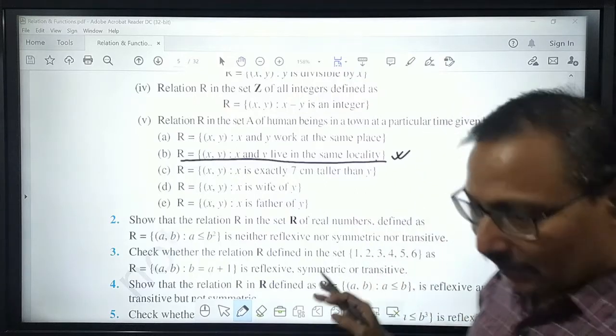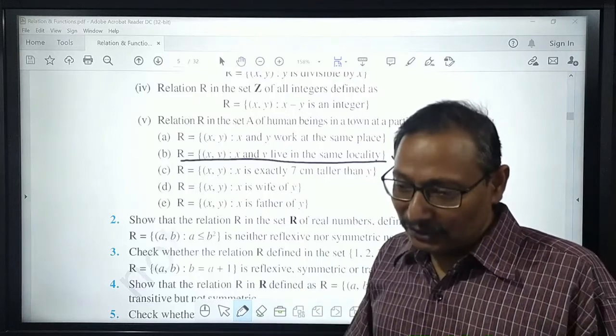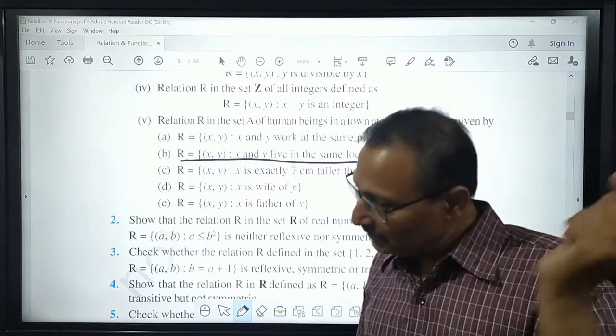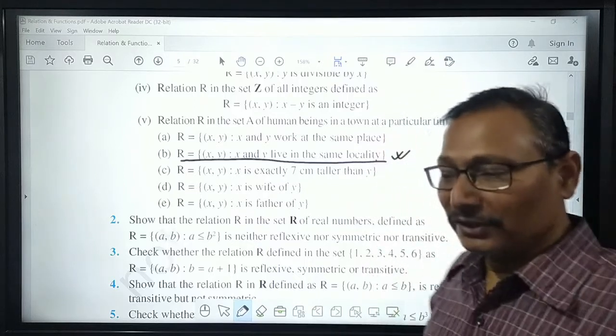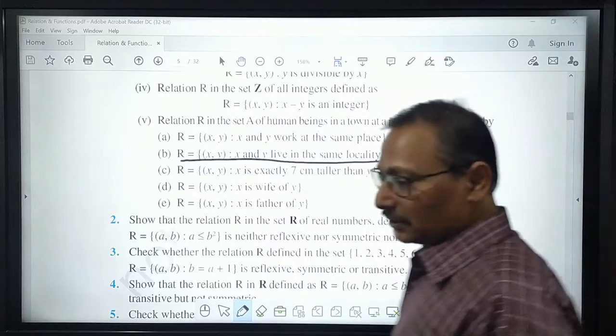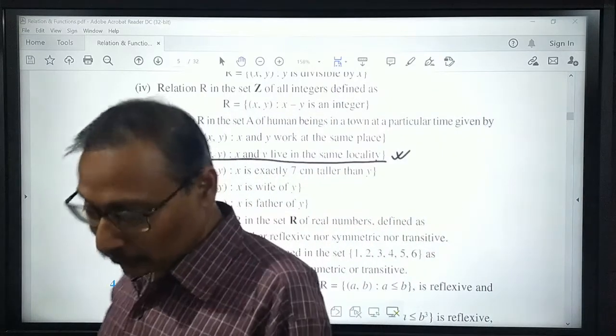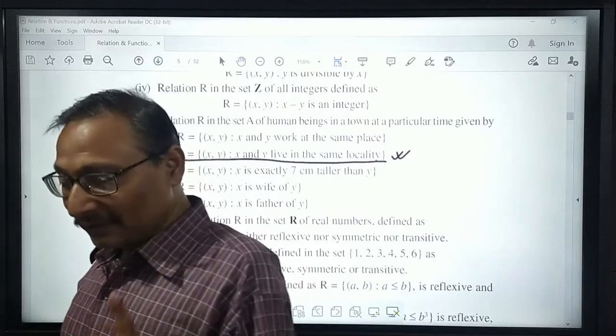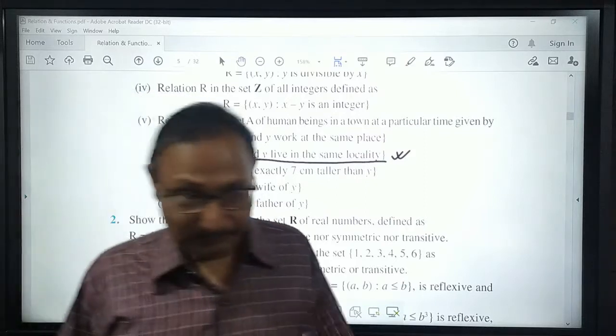And in the end, we will conclude that if any relation is reflexive, symmetric, and transitive, then we will write in the end that this relation is an equivalence relation. Because any relation is called an equivalence relation only when it is reflexive, symmetric, and transitive.